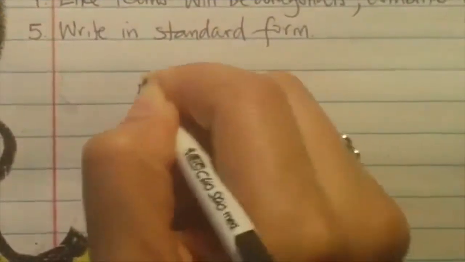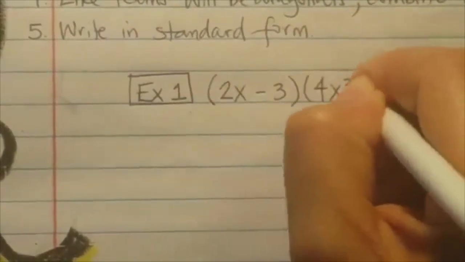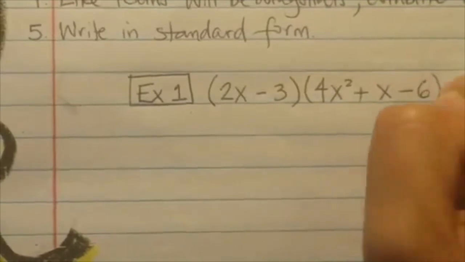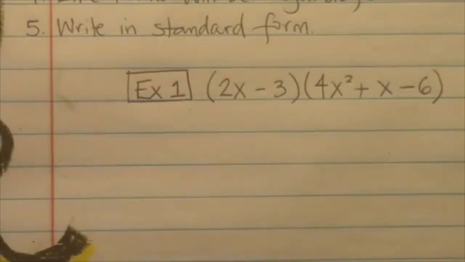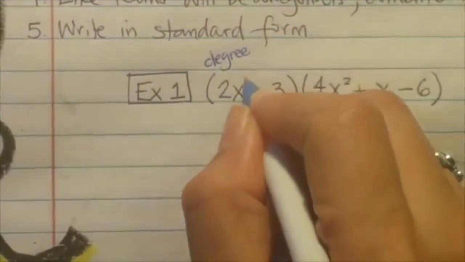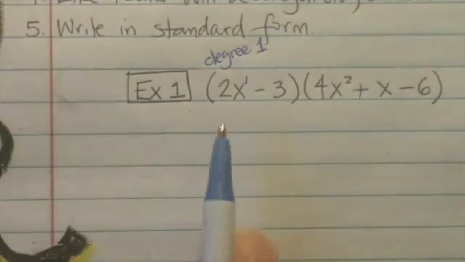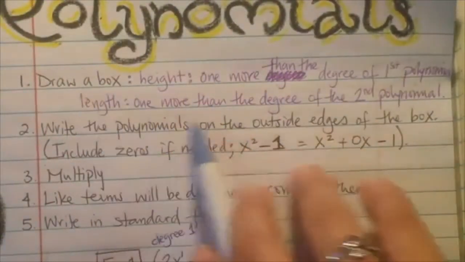So first example, if you had 2x minus 3 times 4x squared plus 6x minus 6. Alright, so you have to look at the degree. Remember, the degree is the exponent like we've done before. So the degree over here is 1. So if the degree is 1, remember the height. You have to draw a box, but you need the height. The height is 1 more than the degree of the first polynomial.